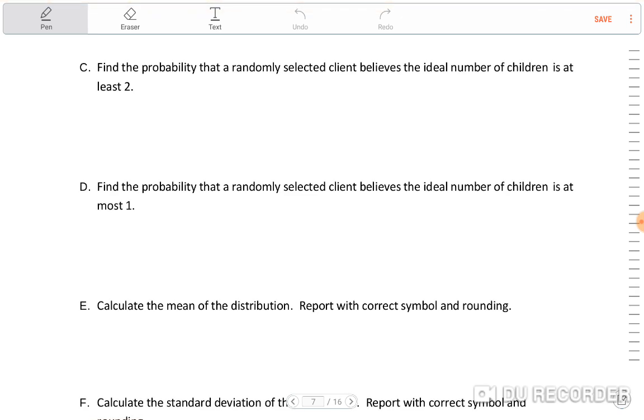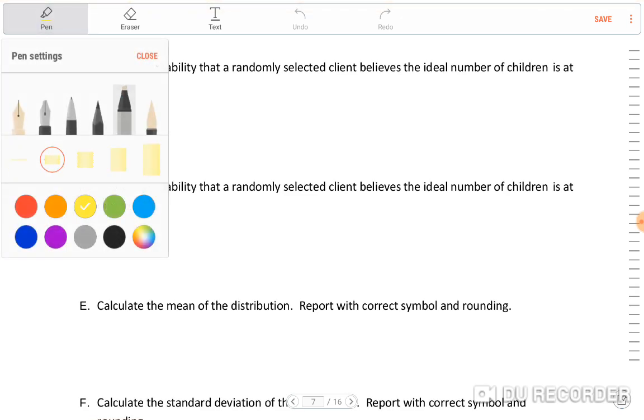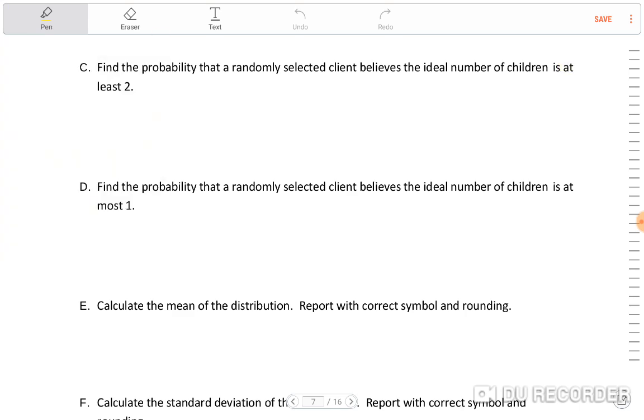Let's see here. It says, find the probability that a randomly selected client believes the ideal number of children is at least 2. Okay, what does at least 2 mean? This is the one that everybody messes up. Like, at least 2, people are like, oh, it means less than 2. No, it doesn't. At least 2. At the very least 2. That means 2 or more. Right? So I'm going to put here 2 or more.